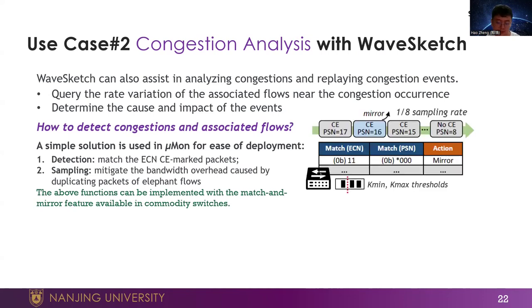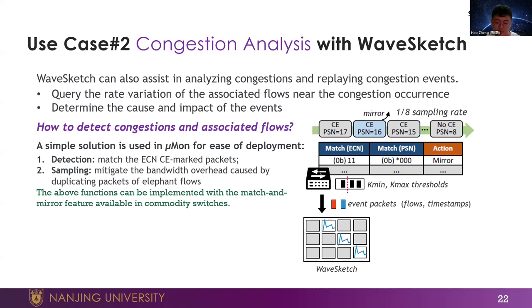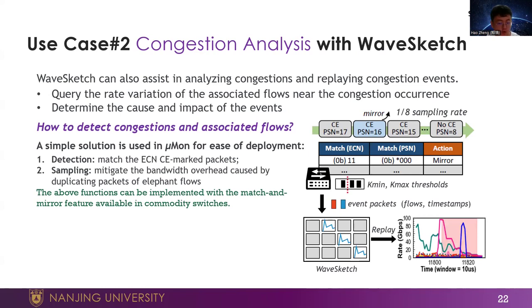We match and measure the CE marked packets. These event packets carry the flow information and timestamps. With WaveSketch, we can replay the event by querying the rate variation of the related flows. To mitigate the bandwidth overhead caused by duplicate packets of elephant flows, we also perform a sampling strategy.